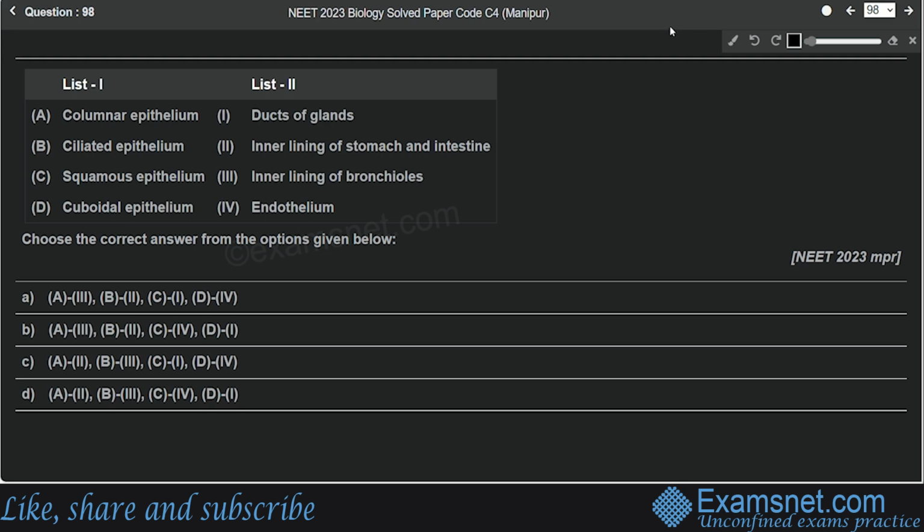Question number 98 is again from the chapter Structural Organization in Animals. Here we have to match the types of epithelium with the body parts where they are found. So the first type is columnar epithelium. We know that columnar epithelium consists of tall, slender and column-like cells. And it is found in the inner lining of the stomach and intestine.